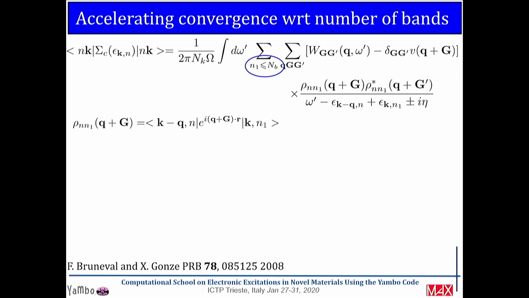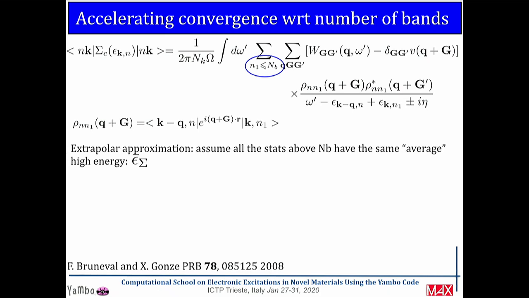This algorithm that we named the terminator, but I think that it is our jargon, consists simply in, it's very simple to understand. Let's truncate our summation to a certain band, this big NB. And let's see what is missing from the other bands we are not including. And we do an approximation, the extrapolar approximation. We assume that all the states above this high number of bands have the same average energy, epsilon sigma.